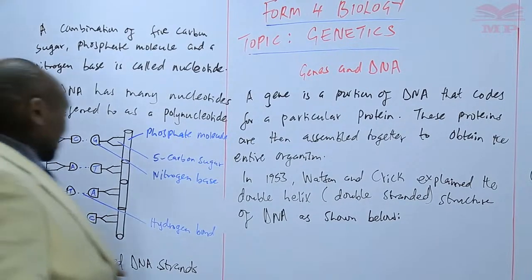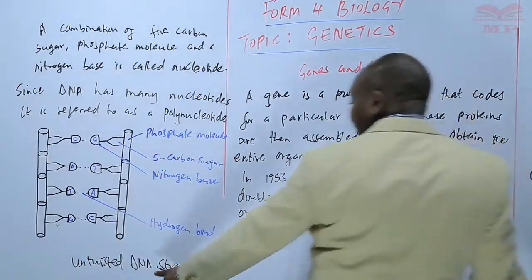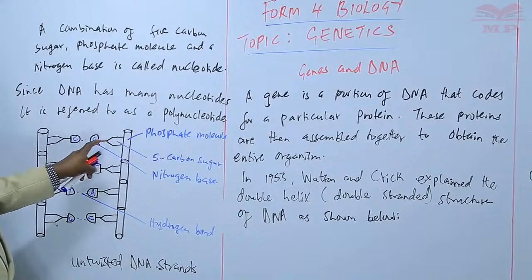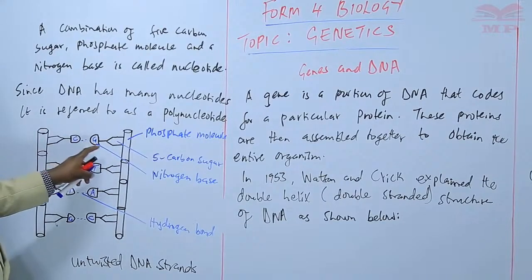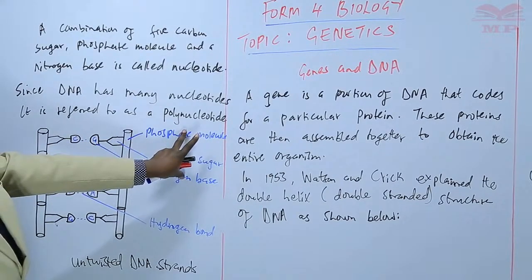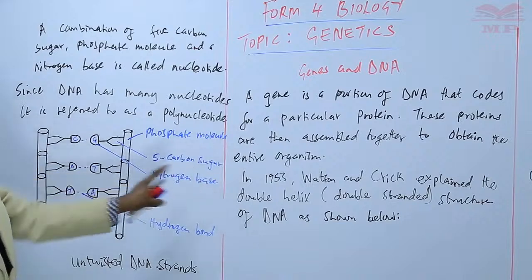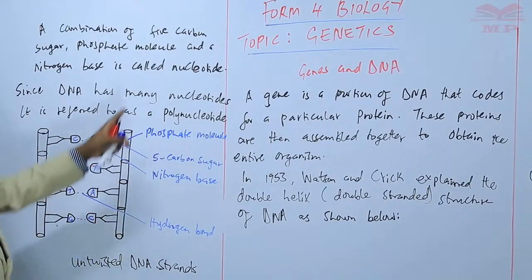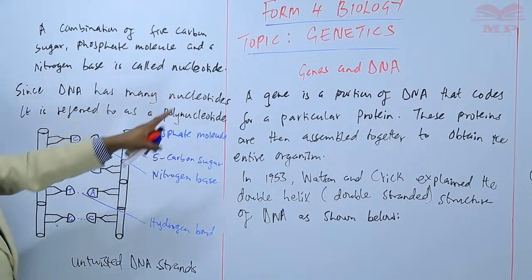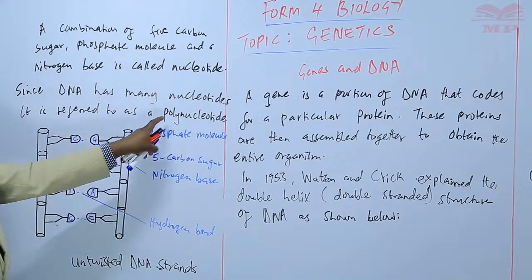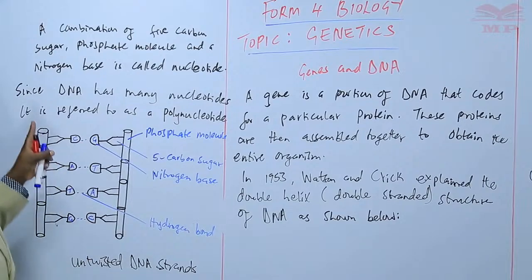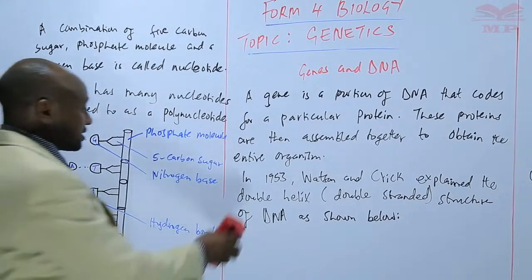So we are saying that this is untwisted DNA showing the phosphate molecule, the 5-carbon sugar, and the nitrogen base. Every set of the 3 makes a nucleotide. Another set of the 3 makes a nucleotide. Another set makes a nucleotide. And that's why we are saying that the DNA is a polynucleotide. It has many nucleotides.